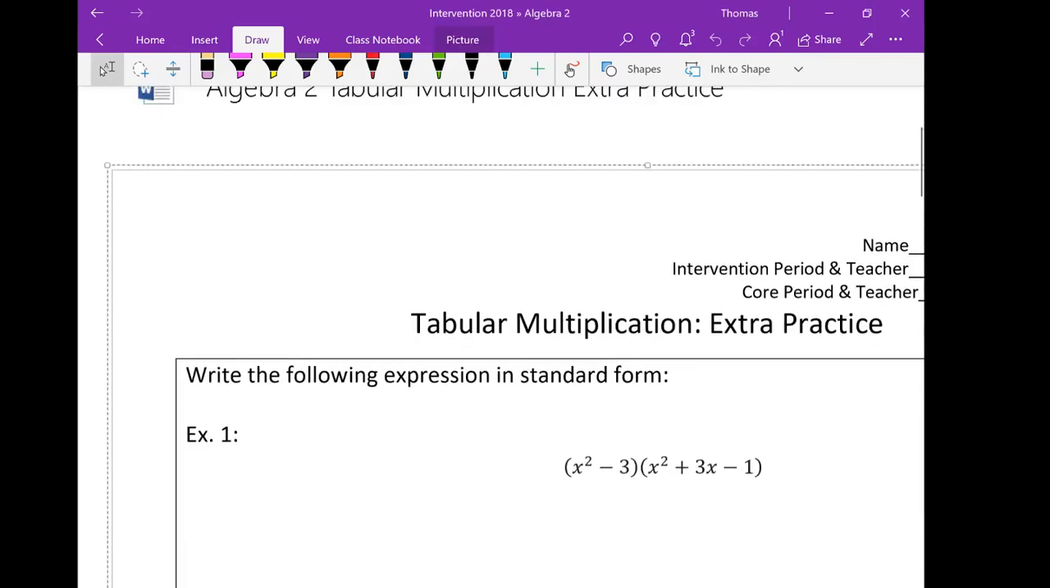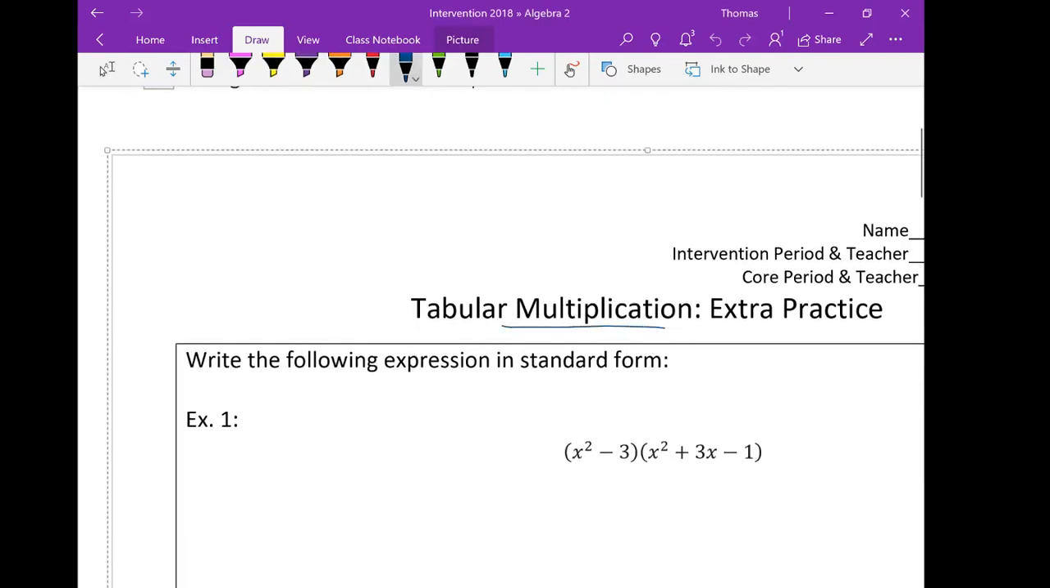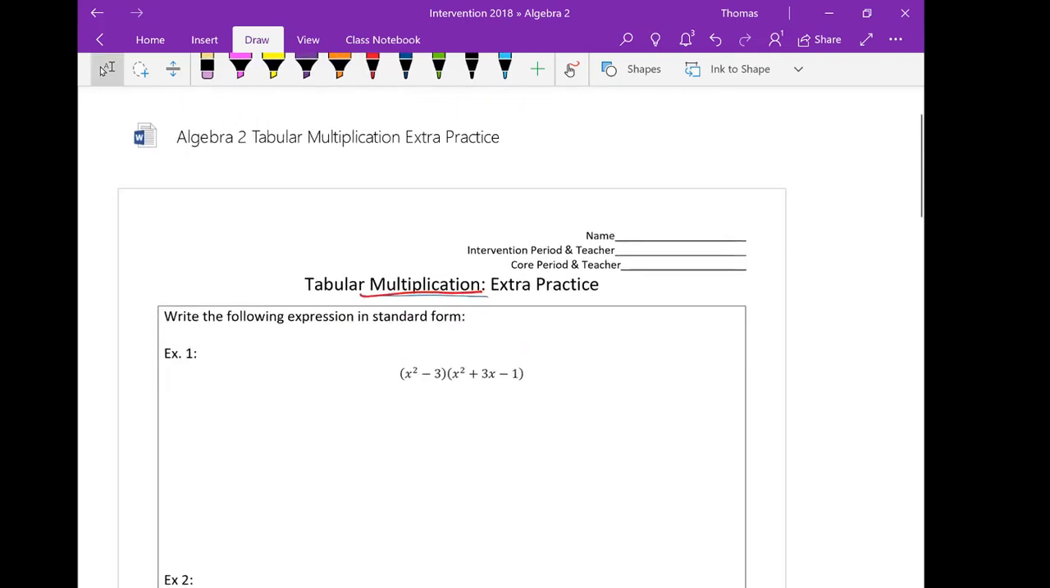Hi everyone, in this video we're going to be discussing tabular multiplication for polynomials. Ideally you do this before we talk about division, because our multiplication process will help us a lot with division.